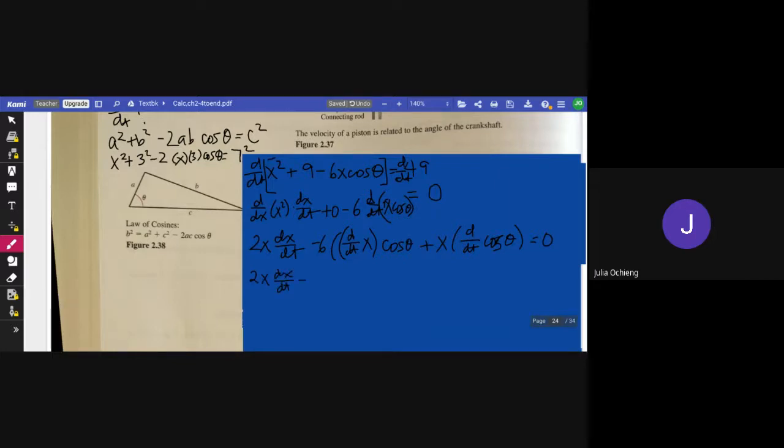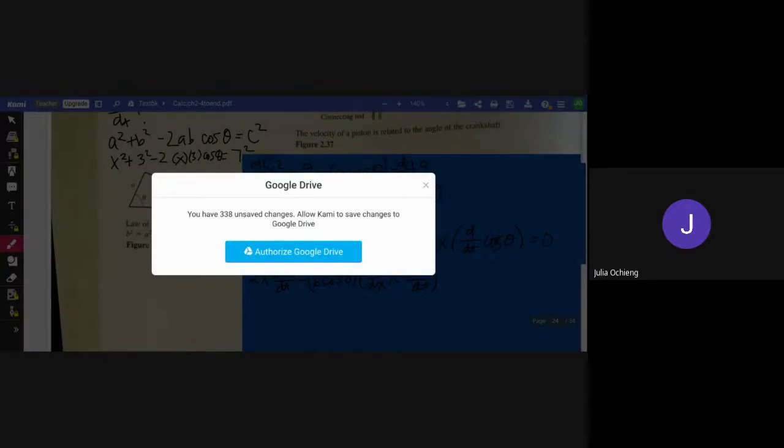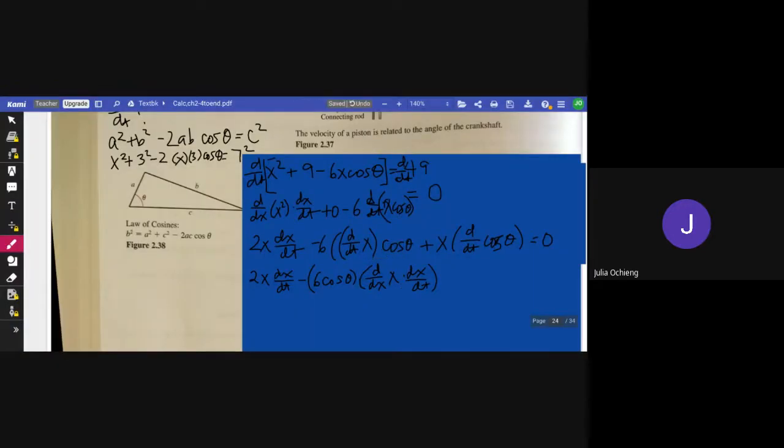Minus 6 times cosine theta, and the derivative of x has to use a chain rule, so d over dx of x times dx over dt. So if I just do that, the derivative of that is 1. That's 6 cosine theta. That's going to be 1, so I'm not even going to write that down anymore since that does not change anything. Times derivative of x in terms of time.